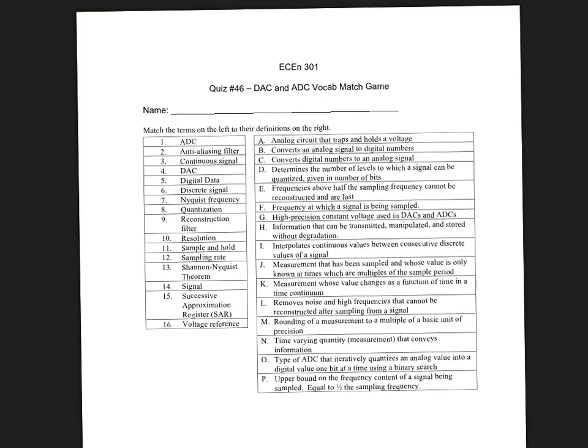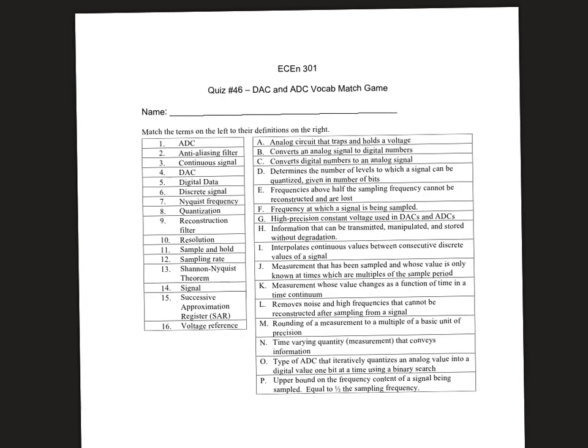Okay, more definitions. So ADC converts analog signals to digital. B, an anti-aliasing filter. This removes noise and high frequency that cannot be reconstructed after sampling. A continuous signal is a measurement whose values change as a function of time continuously.